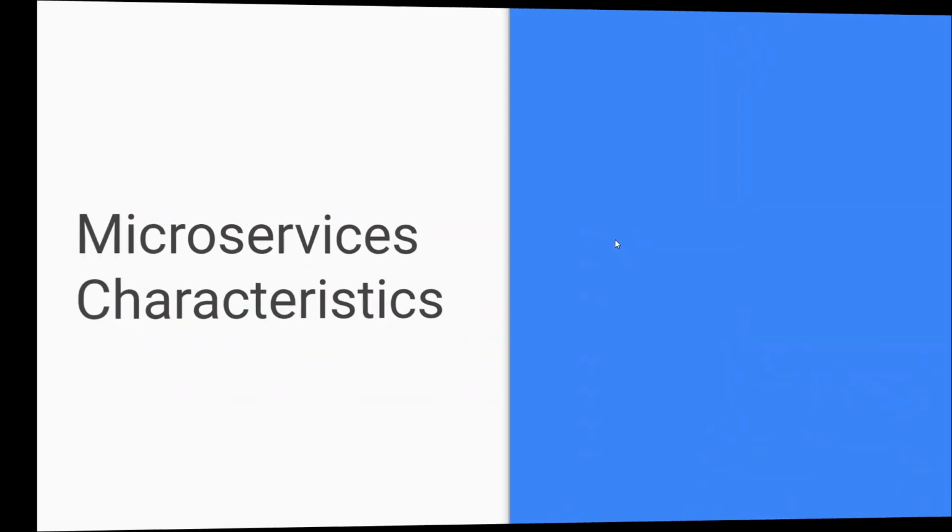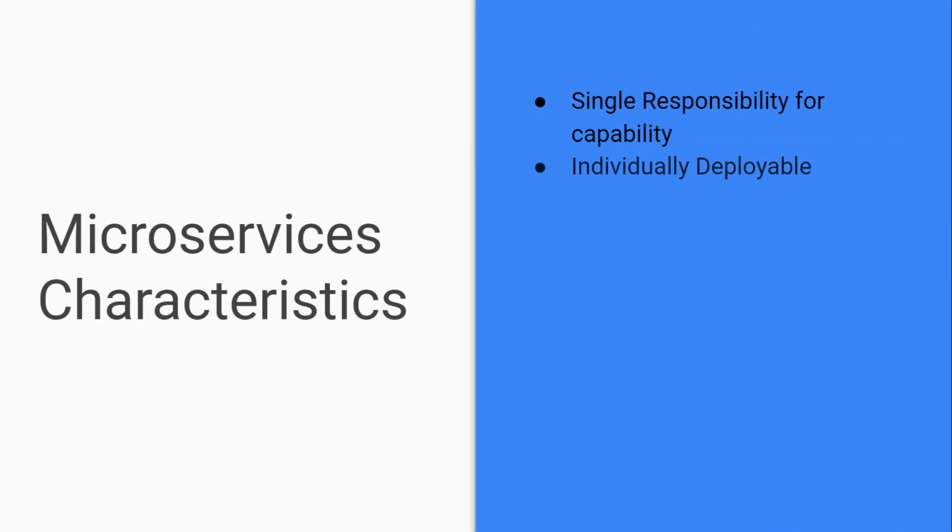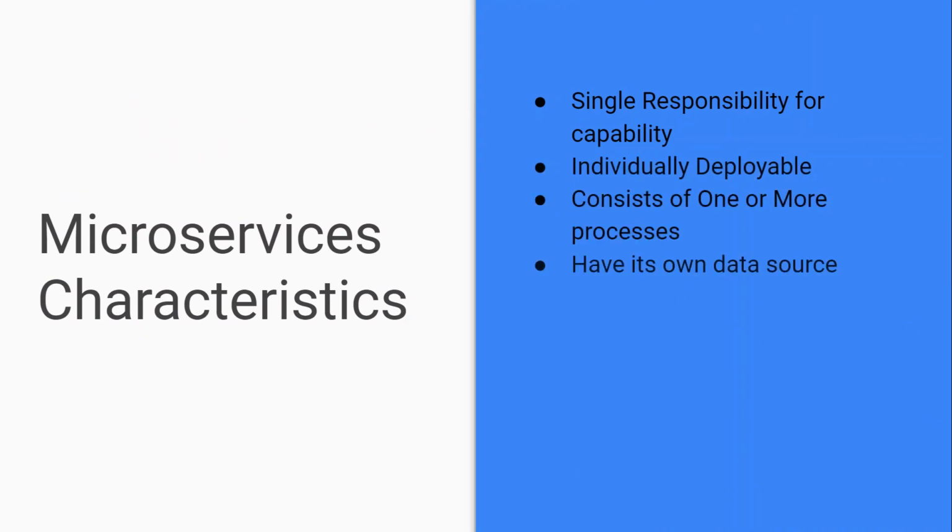So some of the characteristics, we will talk about 6 characteristics and explain them a bit later. The first characteristic is a single responsibility for capability. Then comes the individually deployable characteristic. And the microservice consists of one or more processes, has its own data source, and they are replaceable and can be maintained by small teams.